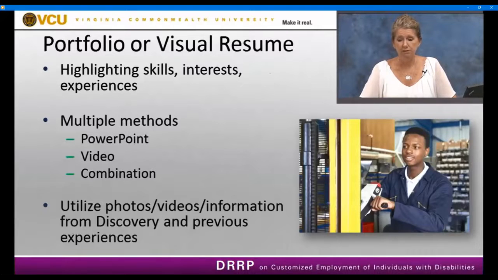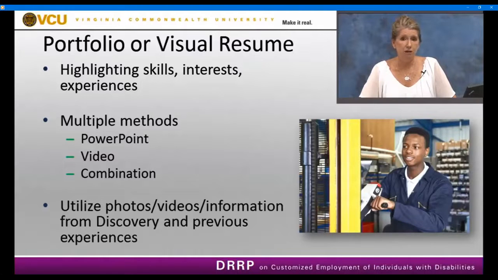What I've seen in my career is that traditional resumes don't always portray the skills and abilities of the individuals that we serve and the job seekers that we represent. So customized employment utilizes a portfolio or visual resume for individuals that really do highlight their skills, abilities, and interests. And we can use them to share with business managers and business owners when we meet with those individuals to give a better and a more accurate picture of the individual that we're working with.